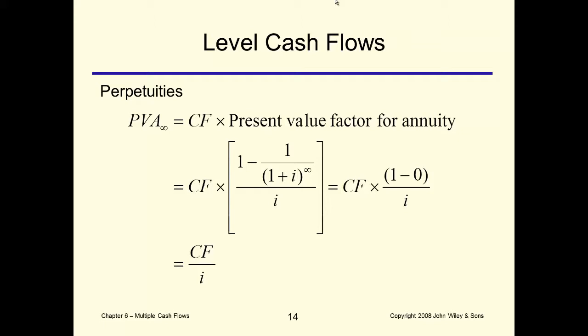As we raise 1 plus i to infinity, that quantity goes to infinity, and 1 over infinity equals 0. So that second term in the numerator we can just get rid of. So we're left with the cash flow multiplied by 1 divided by i, which is just equal to the cash flow divided by i. So a very simple equation for the present value of a perpetuity. And the reason we would use this present value of a perpetuity equation is to calculate the price of preferred stock, what the price should be.